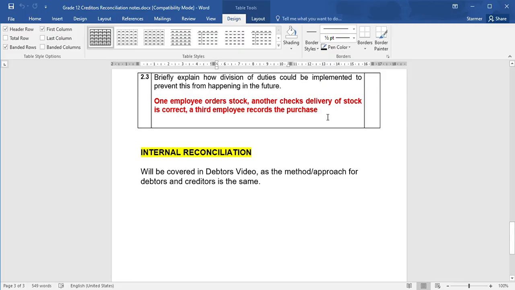So that was external reconciliation. You also need to know how to do internal reconciliation. That's where you take internal records. So in other words, you're going to take the creditors control account and compare it to the creditors list from the creditors ledger. You can do exactly the same with debtors, so I'm going to cover this in a debtors video at a later stage because the method or approach is exactly the same.